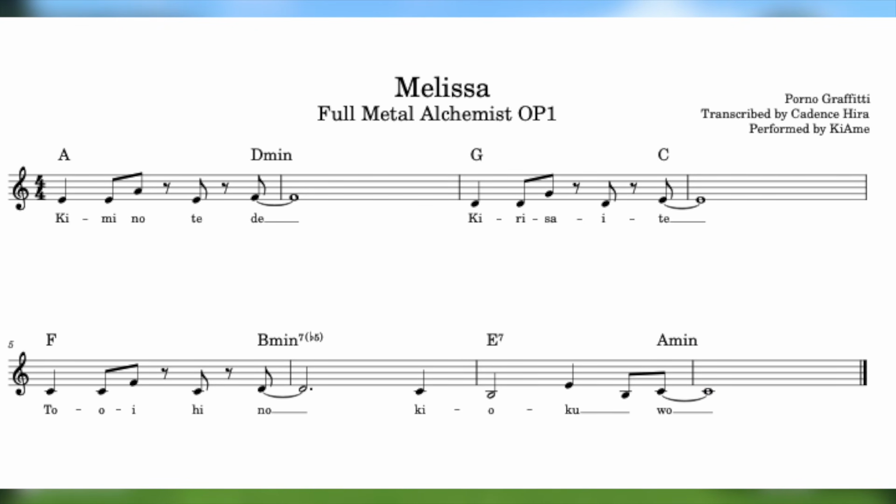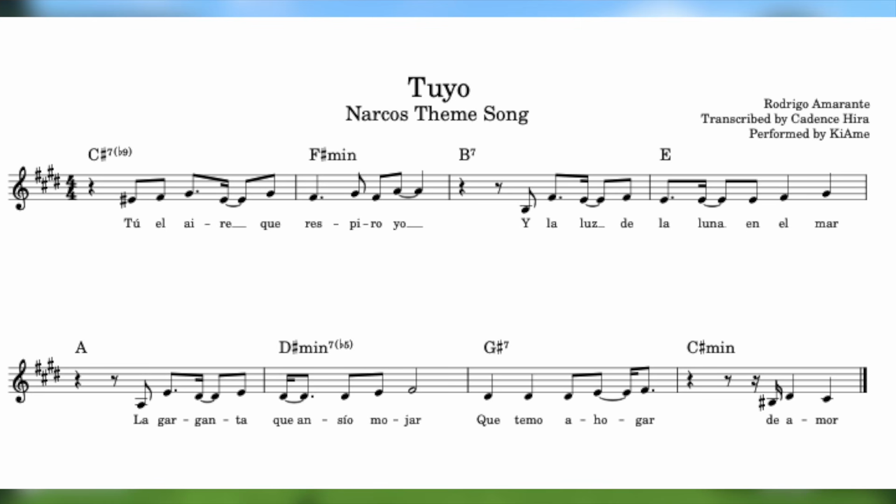It also appears in one of my favorite places, the opening theme for the TV show Narcos.